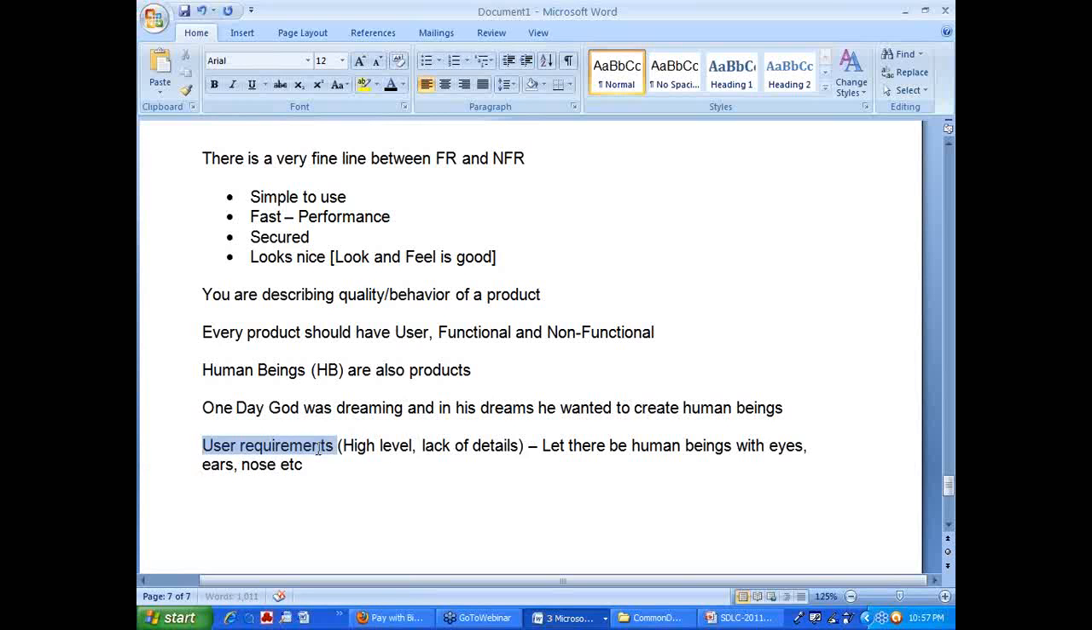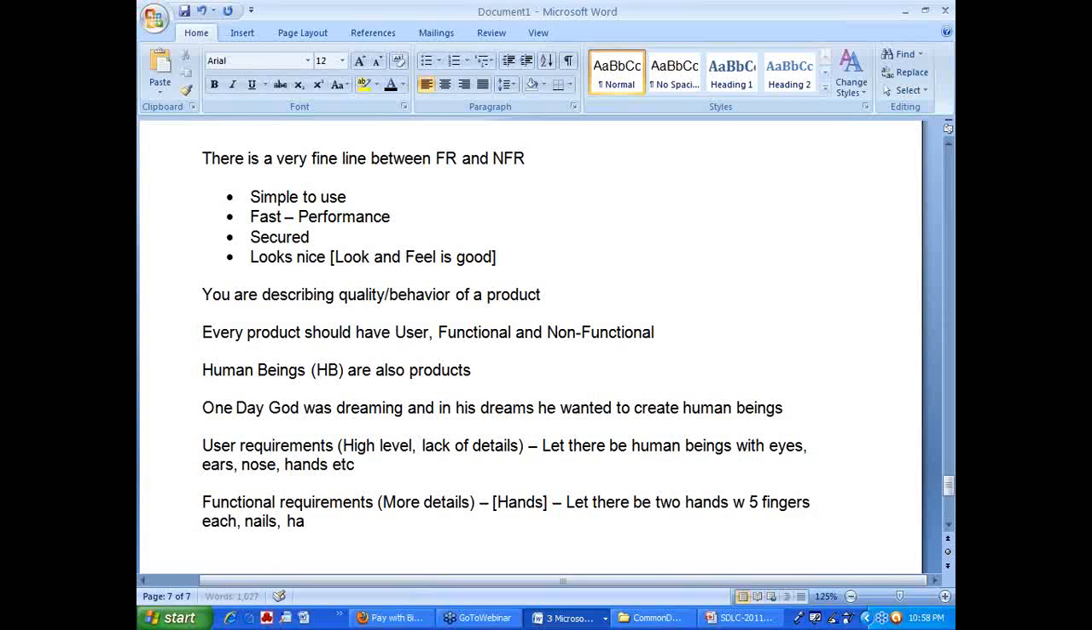Then he defined functional requirements. Functional requirements mean more details. But every functional requirement that you write points back to user requirements. So we said eyes, hands, nose, etc. Let's define one for hands. The story will go like, let there be 2 hands with 5 fingers.